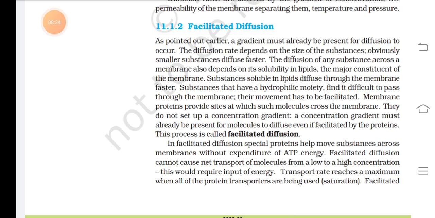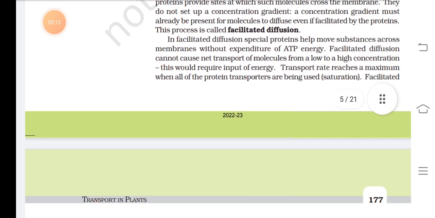They do not set up a concentration gradient. A concentration gradient must already be present for molecules to diffuse, even if facilitated by the proteins. This process is called facilitated diffusion. In facilitated diffusion, special proteins help move substances across the membrane without expenditure of ATP energy. Facilitated diffusion cannot cause net transport of molecules from a low to high concentration. This would require input of energy. Transport rate reaches a maximum when all of the protein transporters are being used.